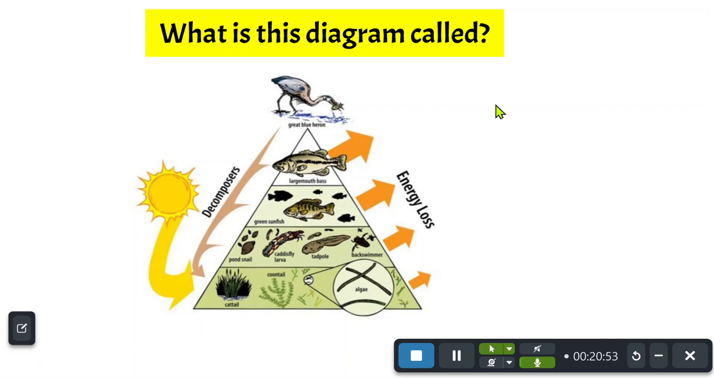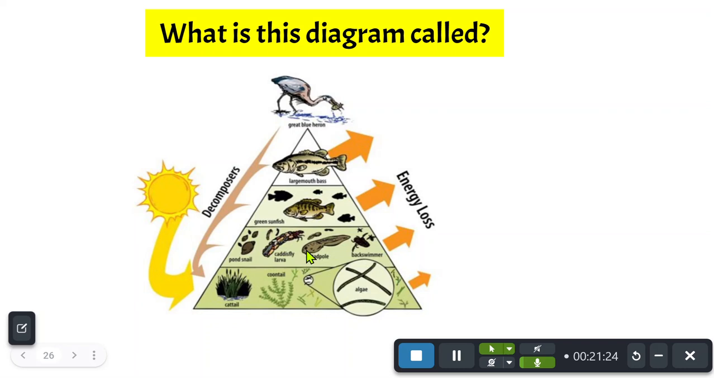Well, it's still going to lose 90%. It's only going to send 10% up to the next level, or 1/10. So 1/10 of 1 is going to be 0.1 unit of our sunbuck's energy. So my largemouth bass here only gets 1/10 of 1 unit of energy. Every single time we move up one level in this pyramid, we're losing 90% of our energy and we are only passing on 10%.